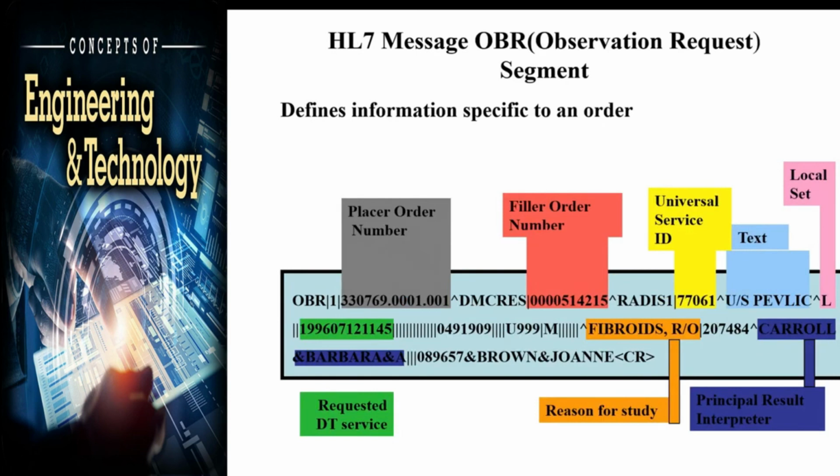I told you, right? When they're raising the request, they need to place the order number. Based on the order number only, they will be looking for the orders, whether it's done or not. So there is the filler order number, then the universal service ID. If you give that, it can be accessed everywhere. Then the text, where US pelvic is nothing but ultrasound pelvic region. So the ultrasound test has to be done in the pelvic region.